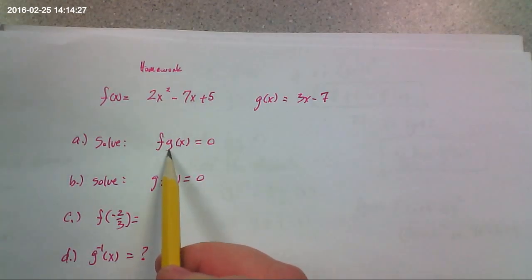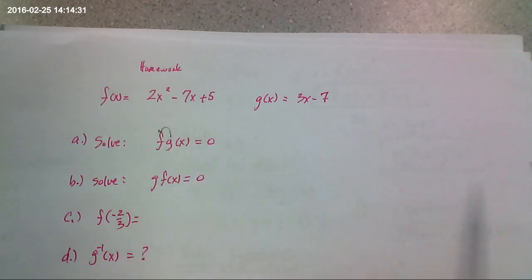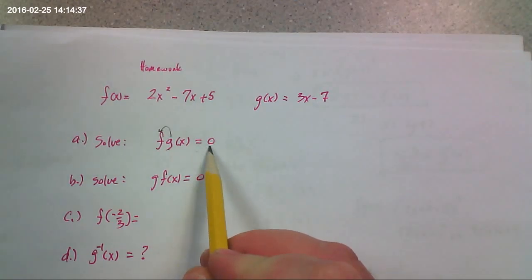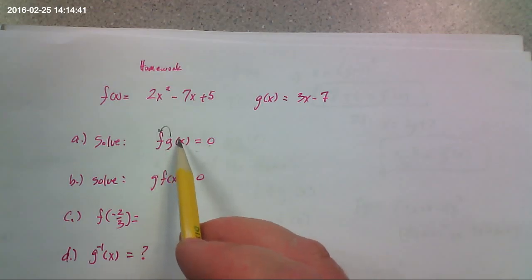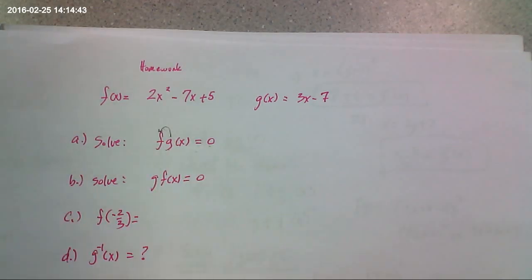What's that mean? Plug in G into F, and then set it equal to 0 and solve it. Correct? This means plug it into 0 and solve it. The most common answer I saw was just taking G and plugging that into F, and that's it. And that's not what it says. You have to set it equal to 0 and solve it.